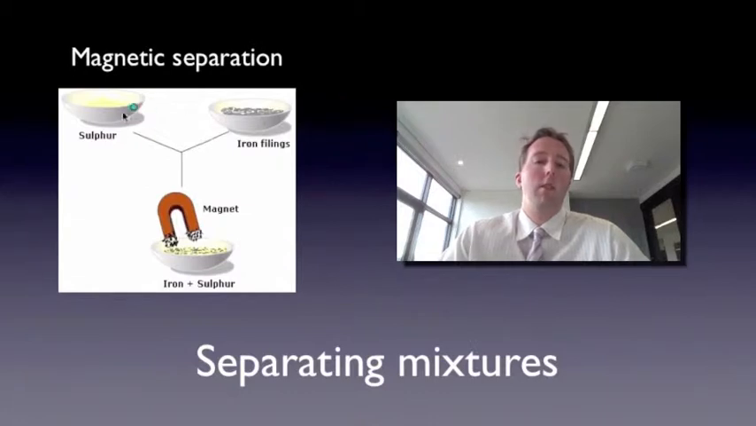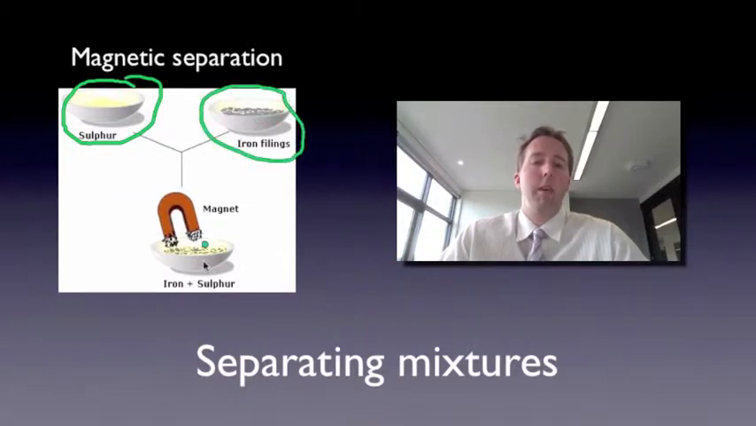So here I've got some sulfur, so that's just a yellow powder. I've also got some iron filings, so it's just a little bit of metal. And if I mix those two things together, I'll have a mixture of iron and sulfur powder. And how will I get them apart? So basically the answer to that is I get a magnet.